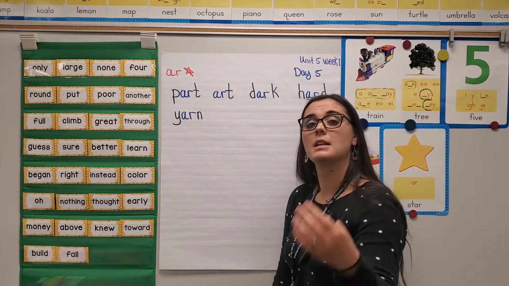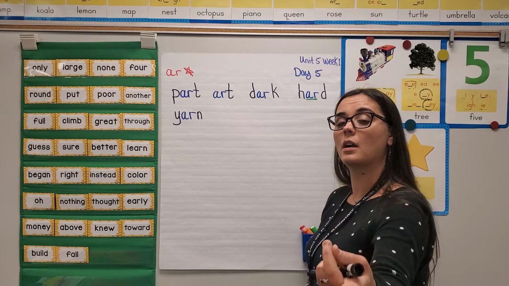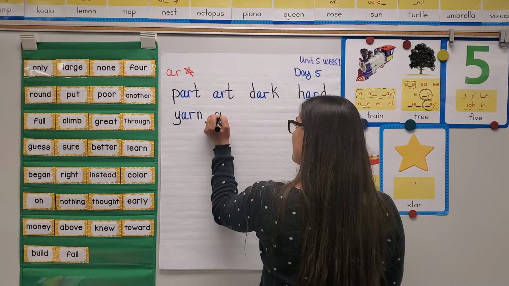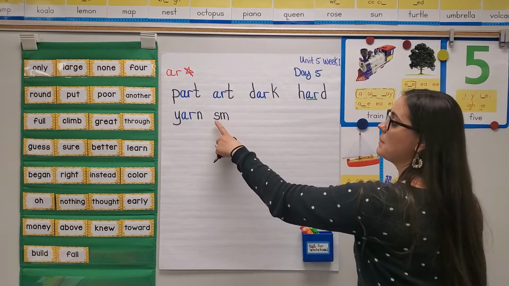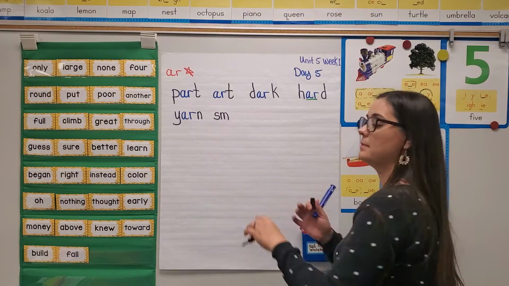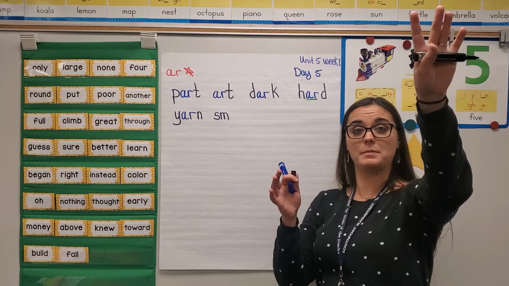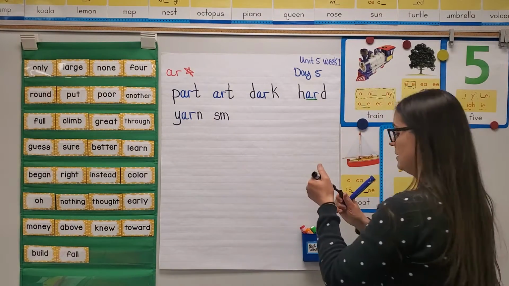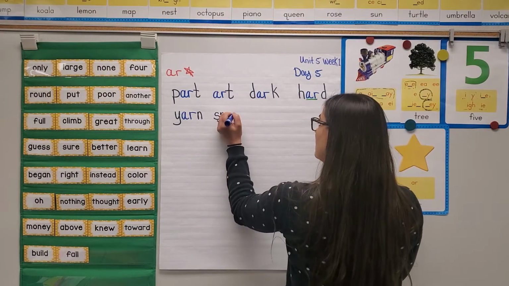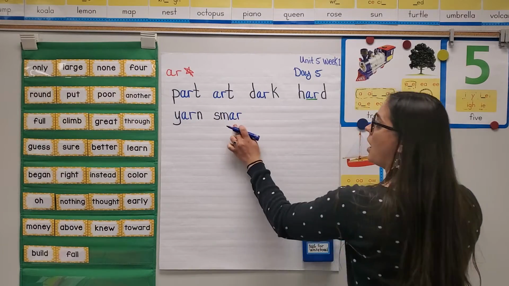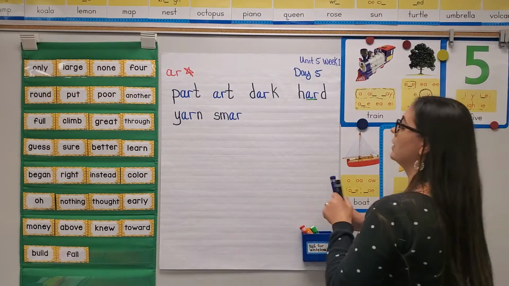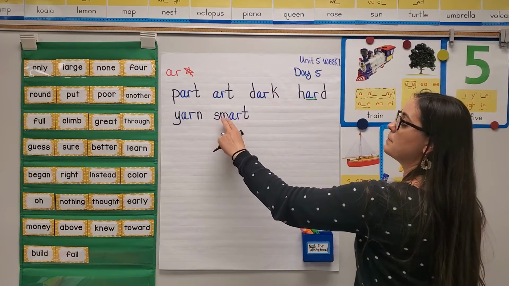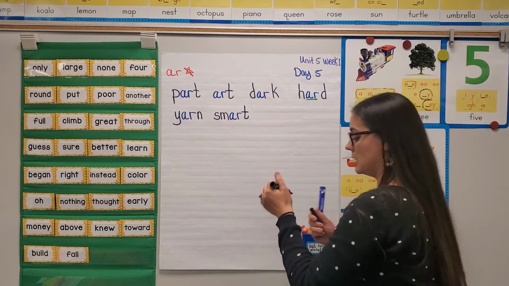Smart. Your turn. Sm, R, T, smart, smart. S-M, S, sm, because S says S and M says M, put them together, sm. A-R, R. T says ta, art, smart.